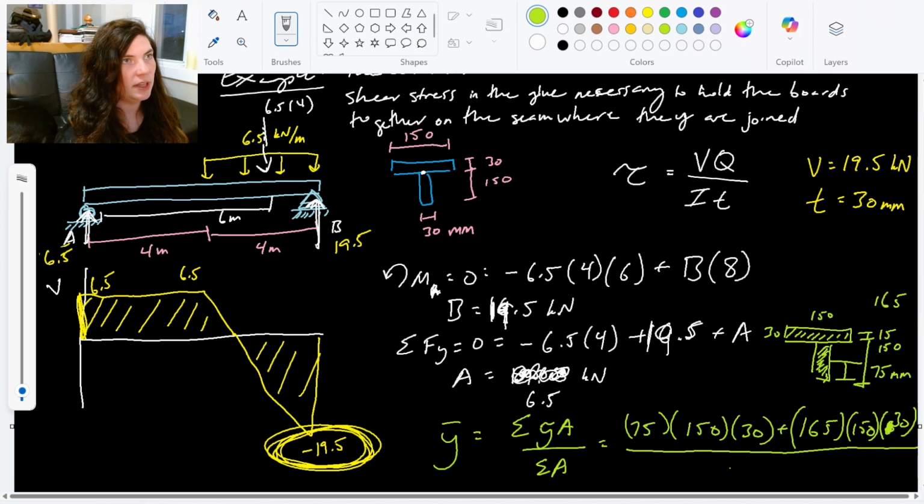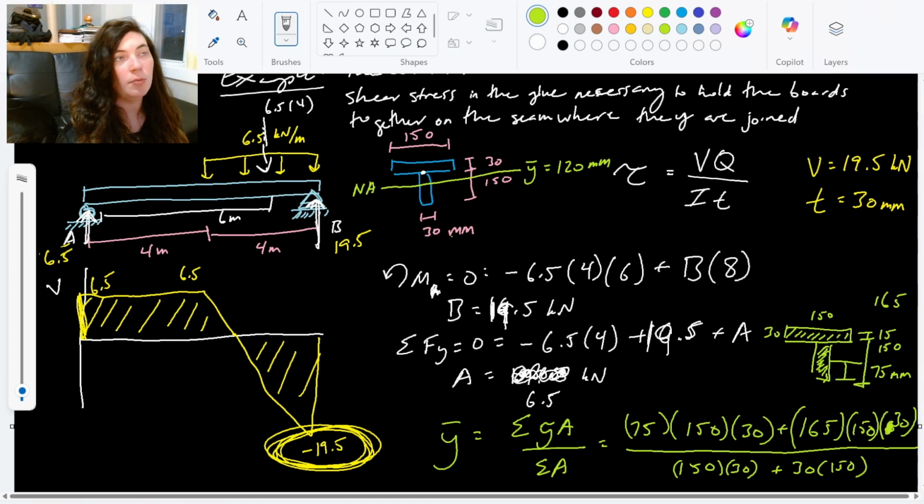And then our areas, they both have the same area, but we still have to add them together. So 150 times 30 for the bottom rectangle, and 30 times 150 for the top rectangle. Right, same, just base times height. So I'm going to go ahead and plug all of that into my calculator, and that gives me a centroid of 120 millimeters. 120. So that's hitting about right here. Y bar, our neutral axis, is at 120 millimeters.